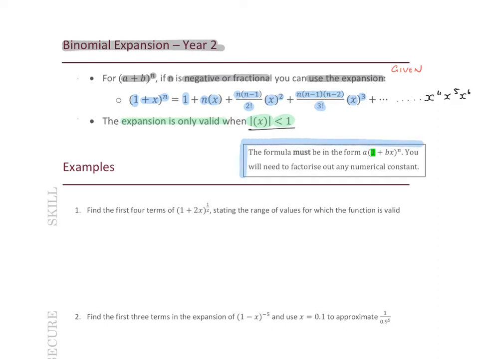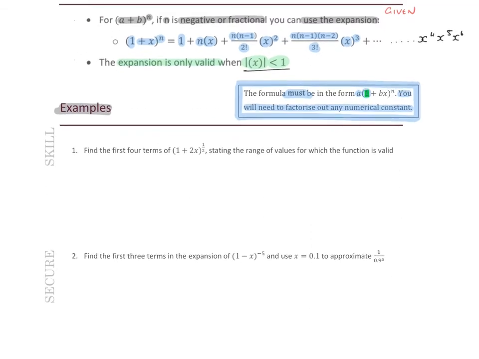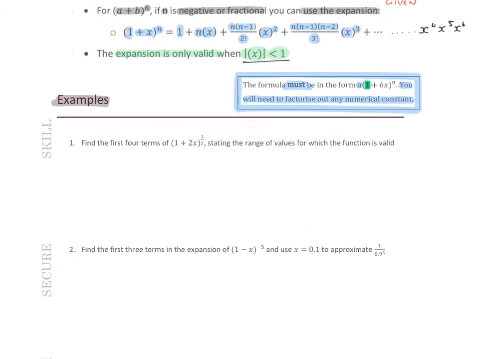The formula must be in the form 1 here. So we can have something on the outside, but it has to be a 1 there. So you will need to factorise out any numerical constant. And we will look at that in the examples. So if we make a start on the example, I'll leave that formula on the screen up there.